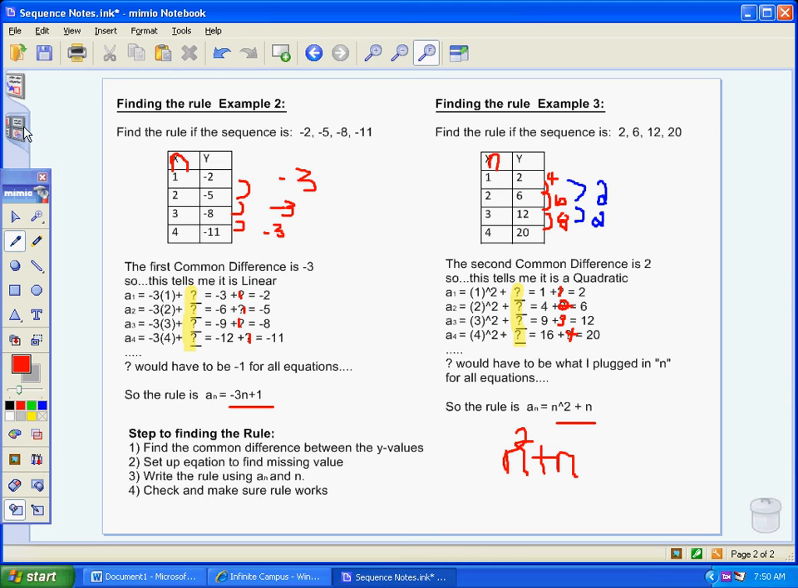So the steps to writing a rule are to find the common difference between your y values, between your sequence, set up the equation so that you can find the missing values, then write the rule so that you're using a sub n and n, and then you check and make sure that your rule works.